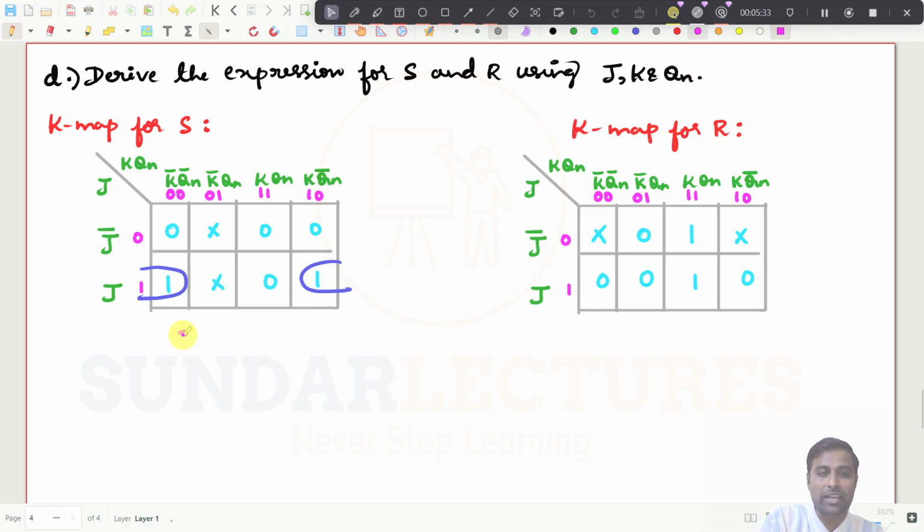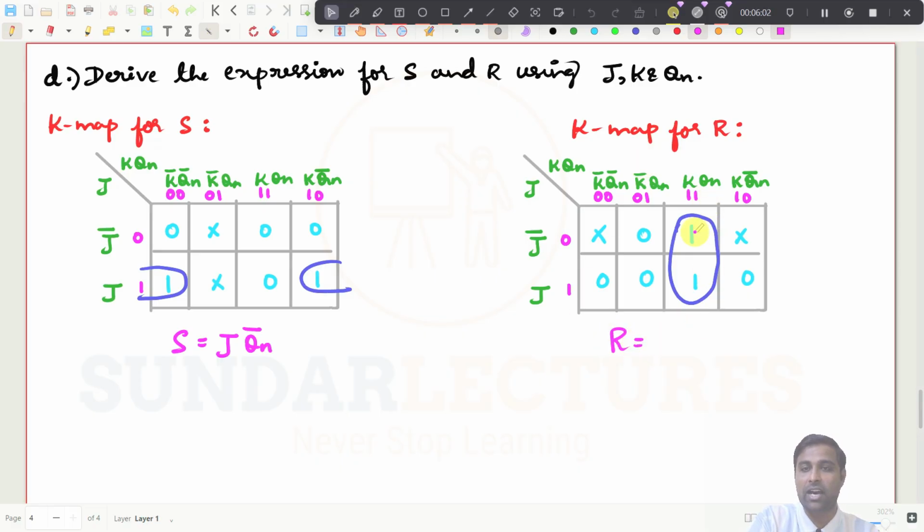So I can write straight away S is equal to J, which is a common term, and what is the common term in these two now? What is the common term? It is Qn bar. That is the idea. And what is the K-map simplification here? Is there any quad possibility? No, right? Only a pair is possible. No quad possibility is here. This pair can be taken out and I can write straight away the value of R, that is KQn.